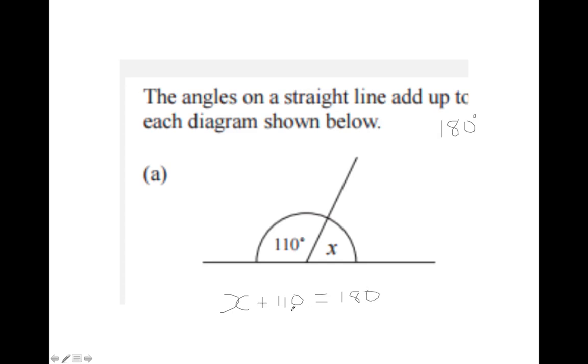So I've got a plus 110. To get rid of it, I need to take away 110. If I take away 110 on that side, I must take it away on this side. X plus 110, take away 110 is x. I've got rid of it just by doing the opposite. And 180, take away 110 is 70. 70 degrees.